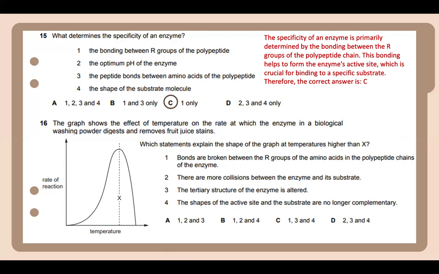The graph shows the effect of temperature on the rate at which the enzyme in a biological washing powder digests and removes fruit juice stain. Which statement explains the shape of the graph at temperatures higher than X? The correct answer is statement 1. Bonds are broken between the R groups of amino acids in the polypeptide chain of the enzyme. Statement 3. The tertiary structure of the enzyme is altered. And statement 4. The shapes of the active site and the substrate are no longer complementary.